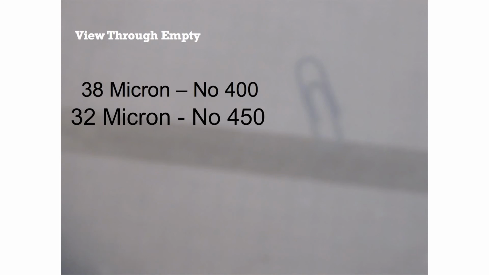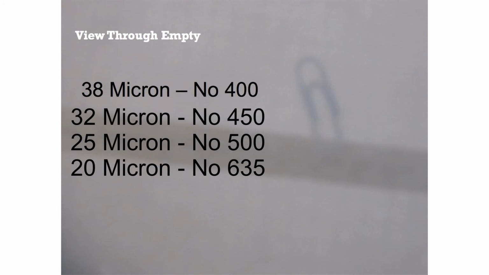Sieves with opening sizes less than 45 microns, namely a number 400, 38 micron, a number 450, 32 micron, a number 500, 25 micron, and a number 635, 20 micron sieve usually require special processes such as vacuum or ultrasonic assists to get effective separation. We hope this short film gives some perspective on the range of opening sizes available for wire mesh test sieves.